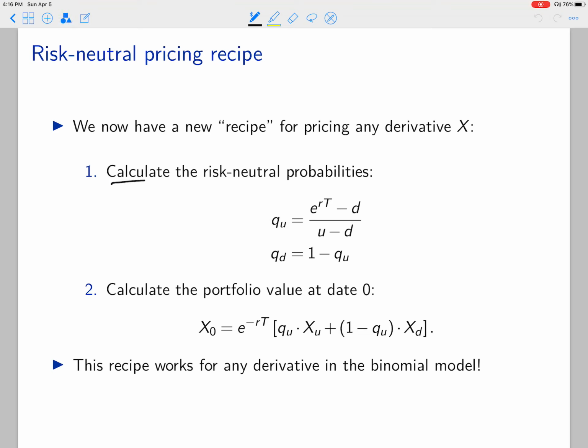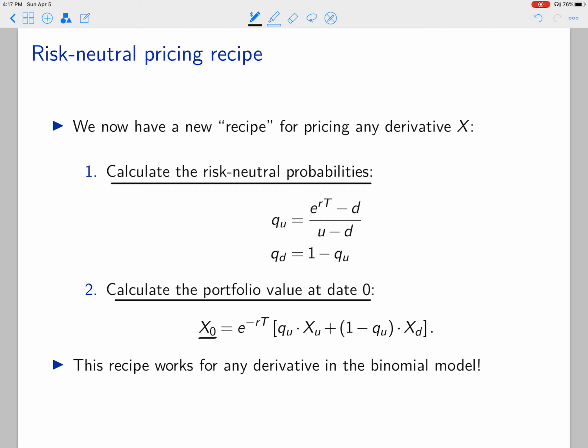In the first step, we calculate these risk-neutral probabilities. The key one to calculate is just QU. It's equal to e^(RT) minus D over U minus D. And then we calculate its converse, QD equals 1 minus QU. And then to calculate the portfolio value at date 0, all we do is we take X sub 0.